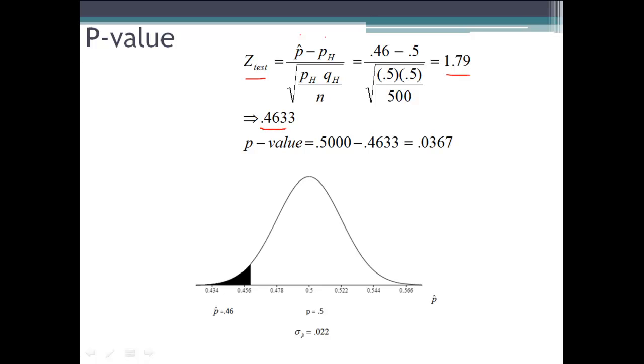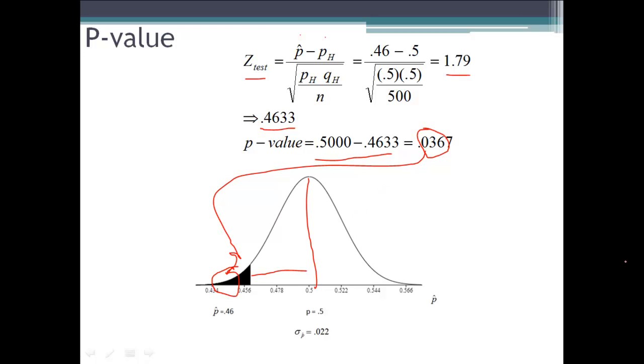Look that up in the z-table and find an area of 0.4633. Again, that's from the mean to this point. So we'll subtract that 0.4633 from 0.5 to get 0.0367, and that then is our p-value over here.